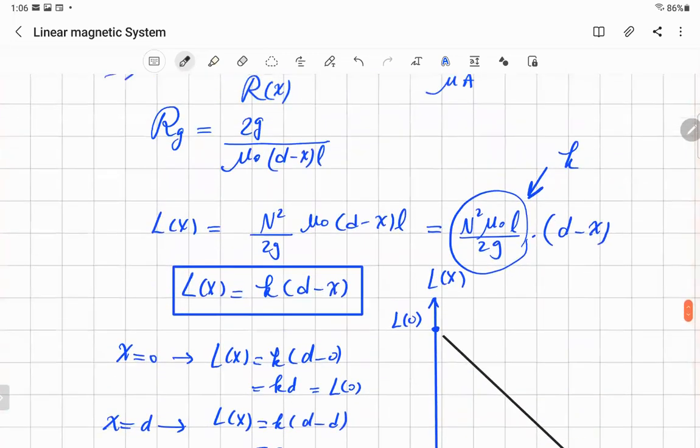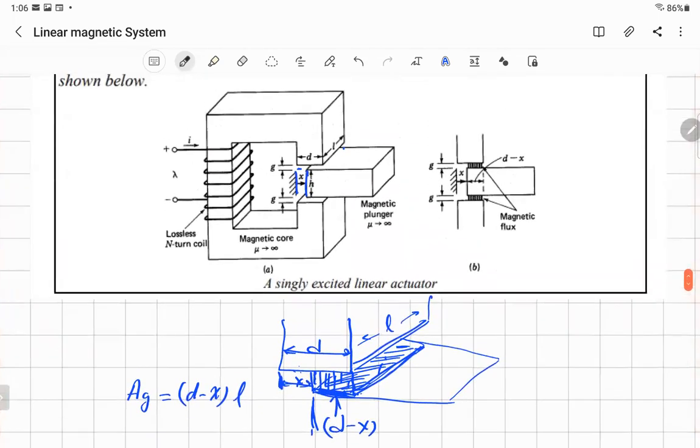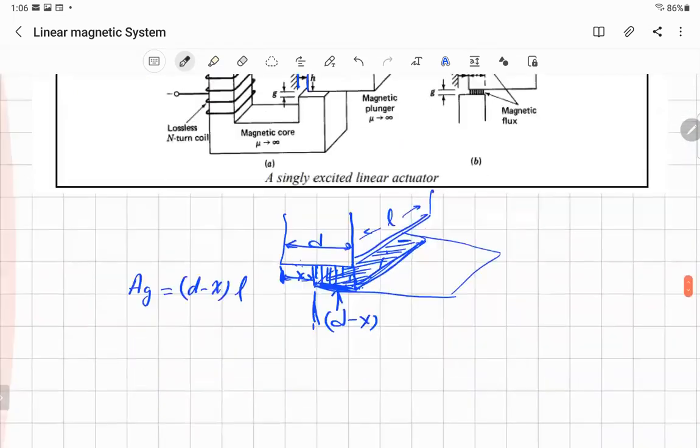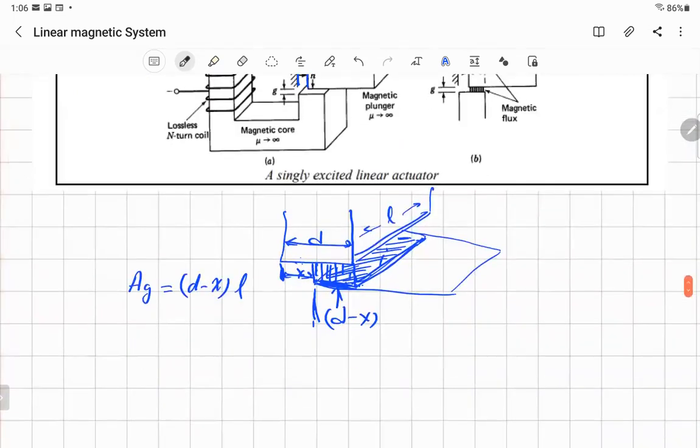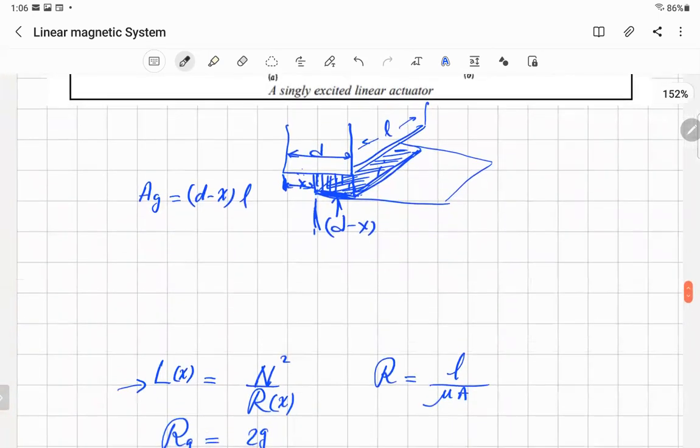So yes, on the RG, where did the 2G come from? Because you have two G: G in the top, G in the bottom. You got two air gaps. That's good because you will find some problems with one gap, two gaps, three gaps, so you have to be careful about that. That's the path of the flux.